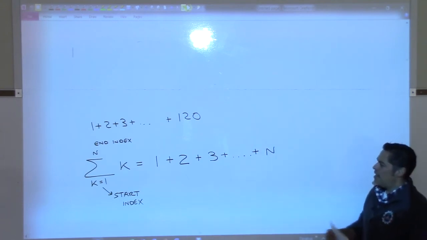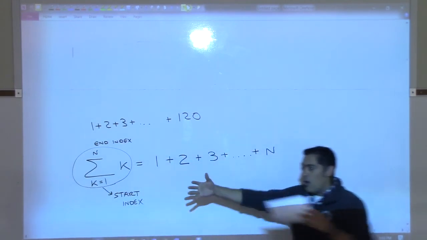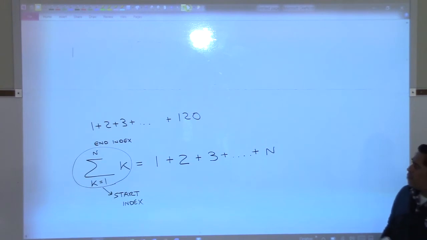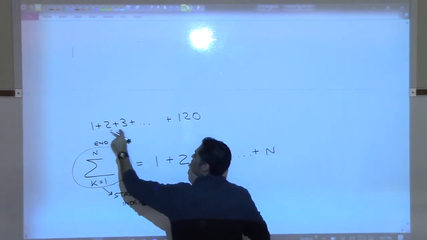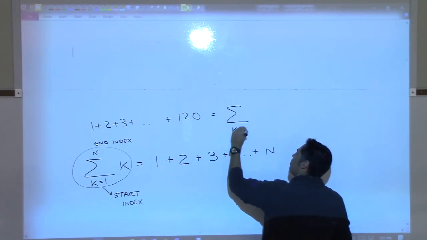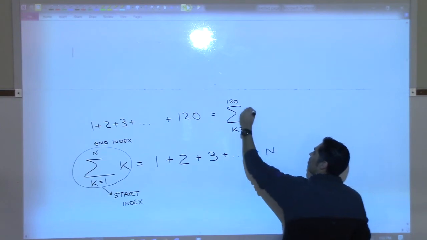Do you see how this right here is a condensed way of writing a long string of sums, of additions, yes? So if I wanted to do this, 1 plus 2 plus 3 all the way to 120, then I would write sum, K equals 1 to 120, right? That's where I want to stop. And then here I just put K.